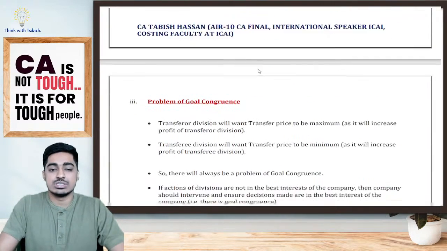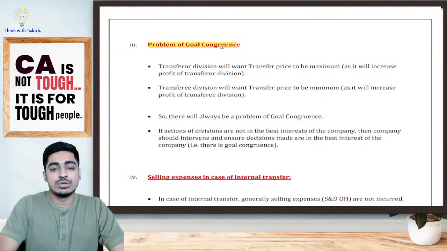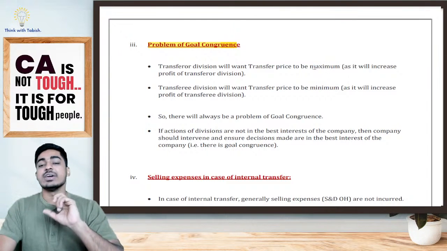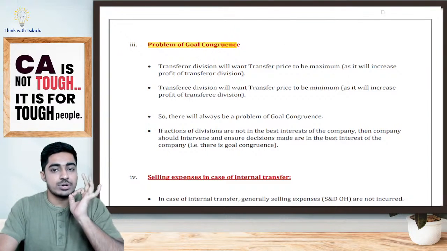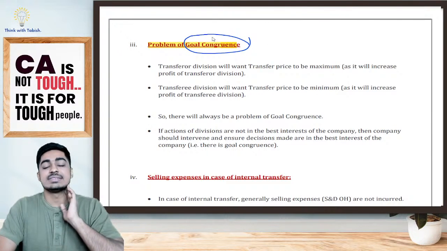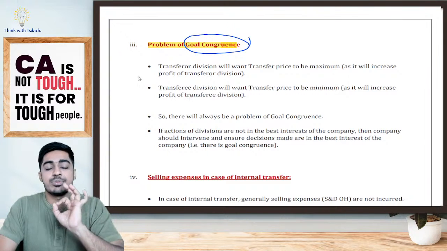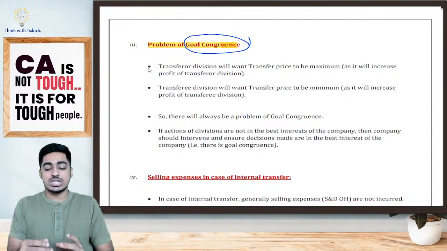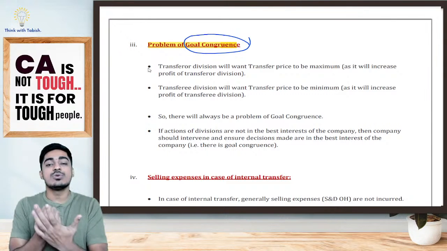Is it clear, students? Next, an important thing throughout, everywhere in divisional transfer pricing, apart from the calculation, wherever any explanation is required, one important term we need to use everywhere: goal congruence. In divisional transfer pricing, there arises a problem of goal congruence. What is goal congruence? Goal congruence means my goal is the same as your goal. That means the goals are congruent.